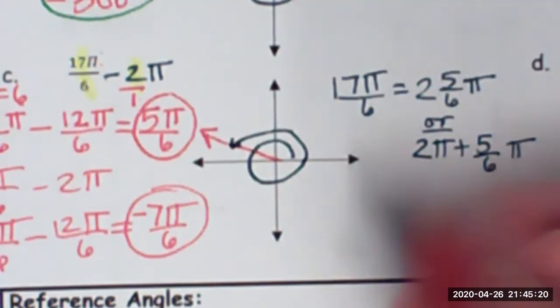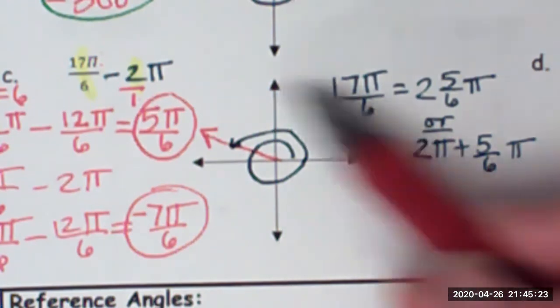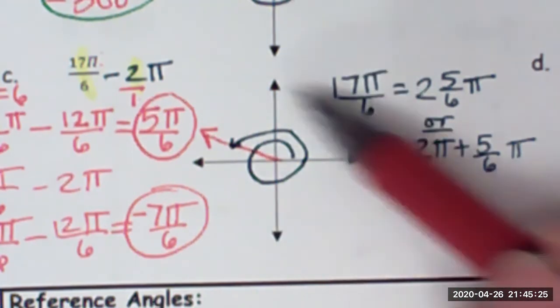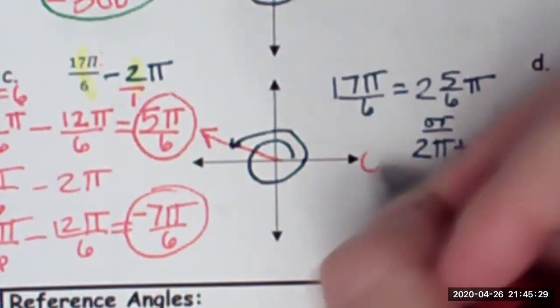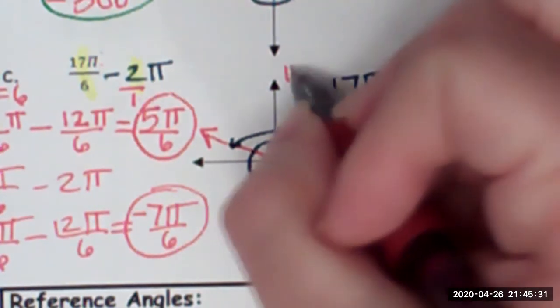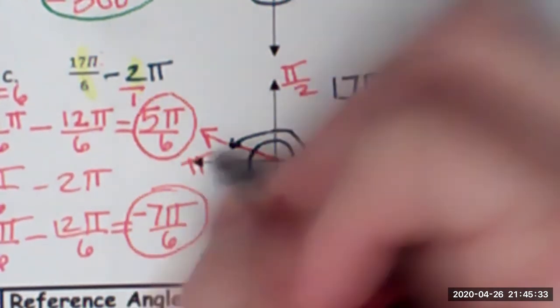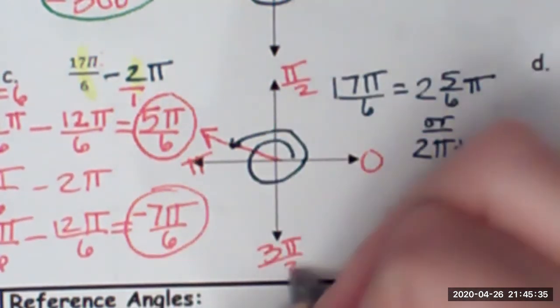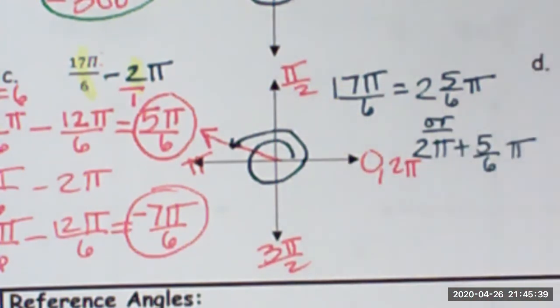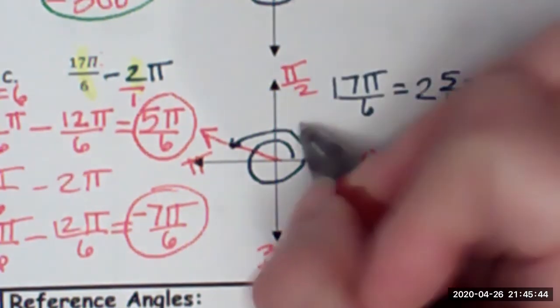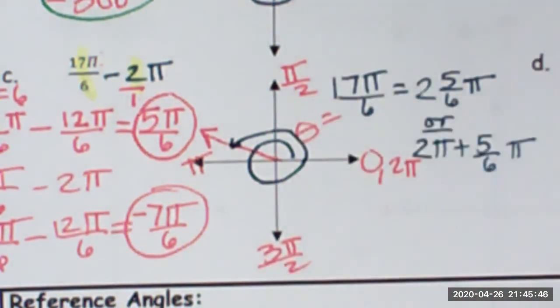And you notice, I've done this enough. I'm showing you that when I do these, I don't label the axes every time. But if it helps you to do that, go ahead and label it: 0, pi over 2, pi, 3 pi over 2, and 2 pi. If it helps you to label, go ahead and label, but this was theta equals 17 pi over 6.